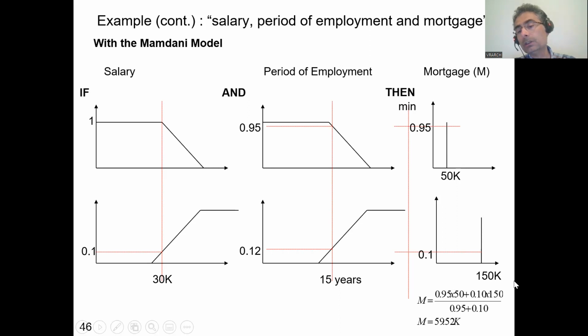As you can see, up to here, there is no value for your mortgage rate. Once you defuzzify it, now you can see a defuzzified value which is used in normal life. So the agency, when you go to the bank, would be able to say, okay, I made your calculation and you could be offered 59.52K mortgage.